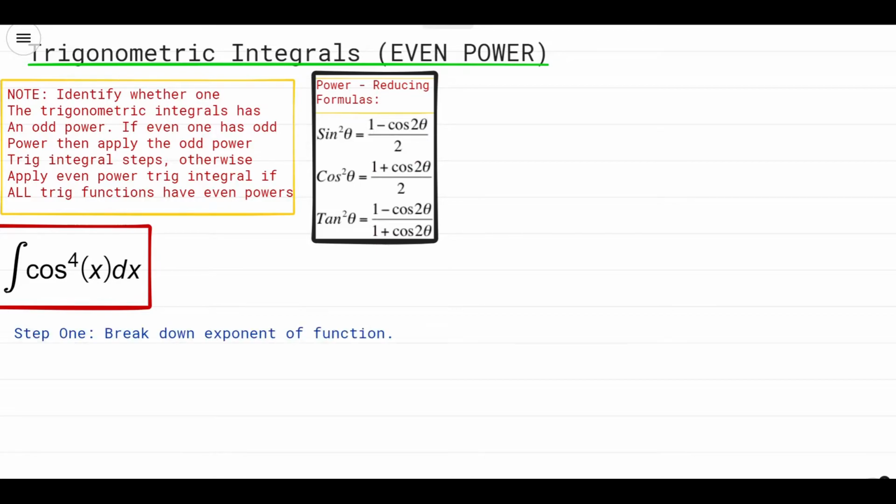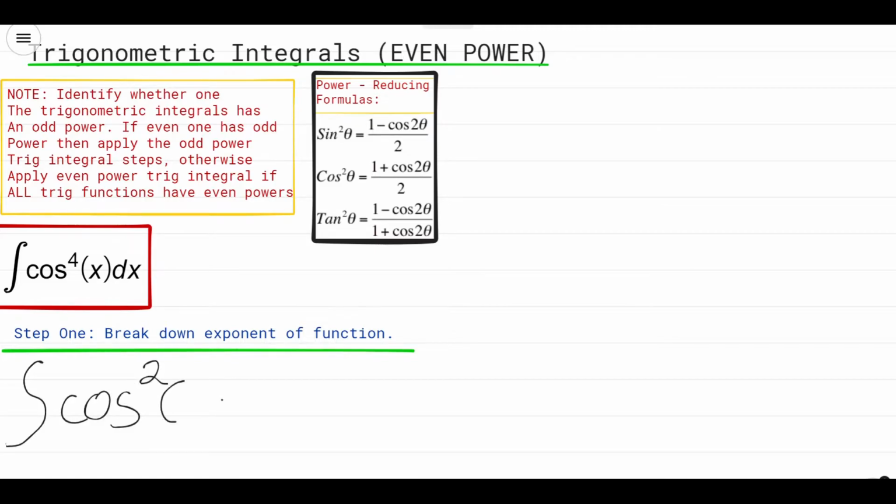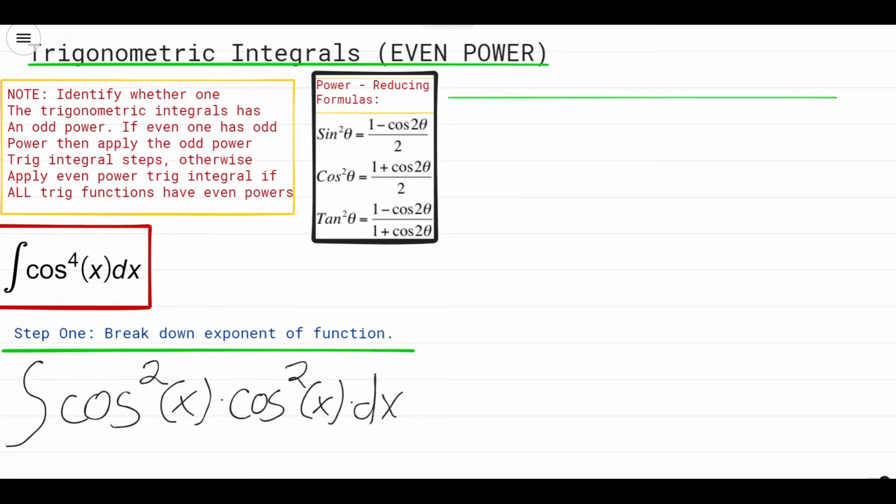So without further ado, for step one, we're going to break down the exponent. Cosine to the fourth power can easily be broken down to cosine squared times cosine squared. And for step two, since there are no odd powers and there are only even powers, we're going to apply the power reducing formulas.